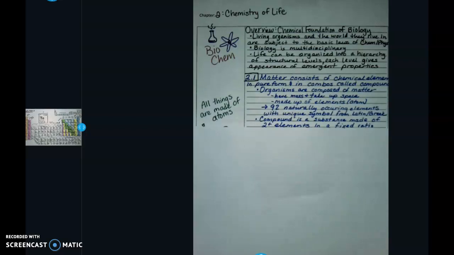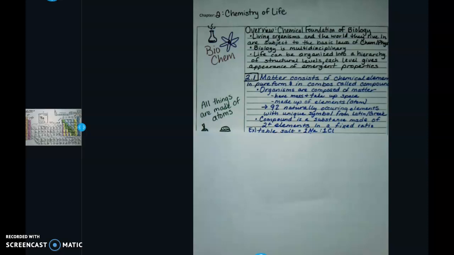2.1. Matter consists of chemical elements in their pure form, and it also comes in combinations called compounds. We'll talk about molecules later on. Organisms are composed of matter, which means they have mass and take up space, and they're made up of elements, which are simply just atoms of a like kind.